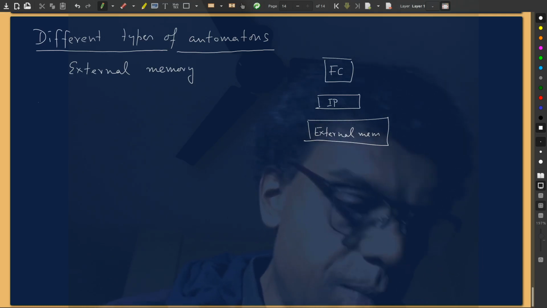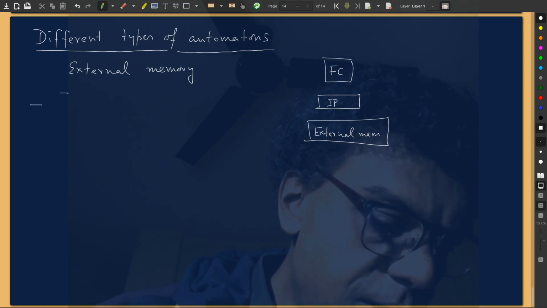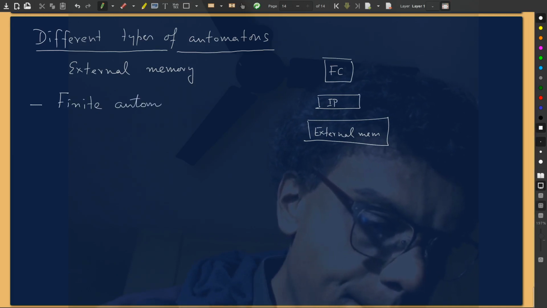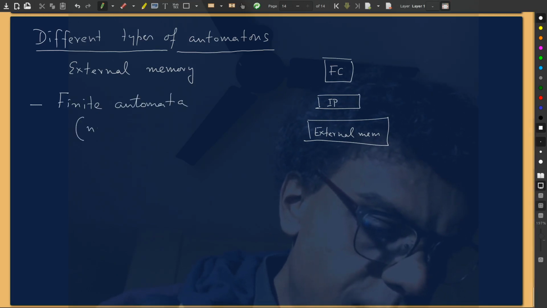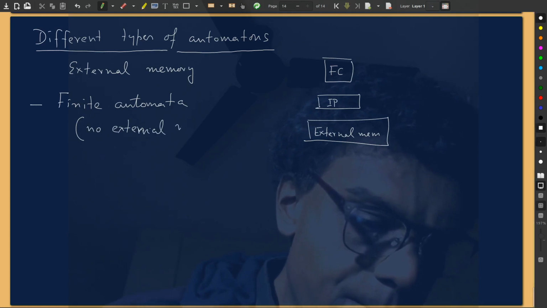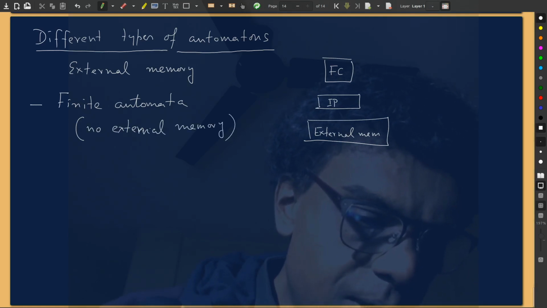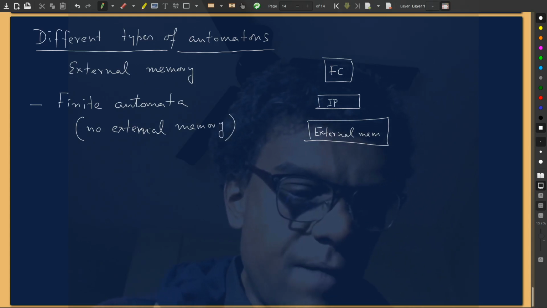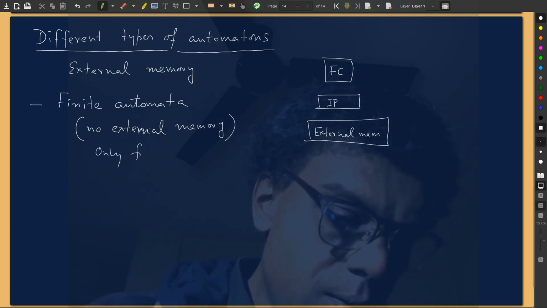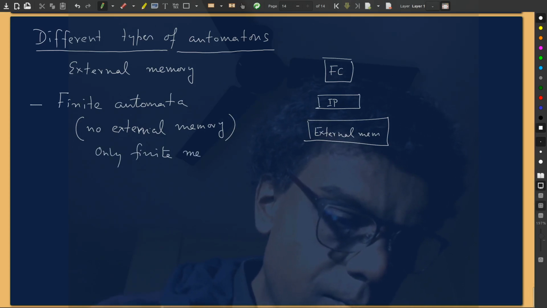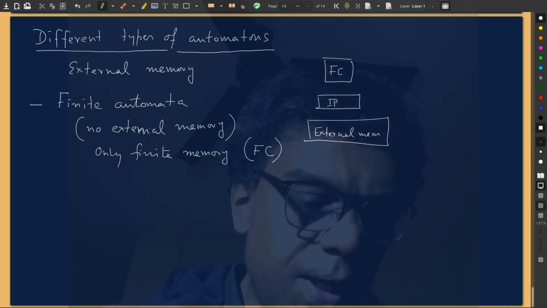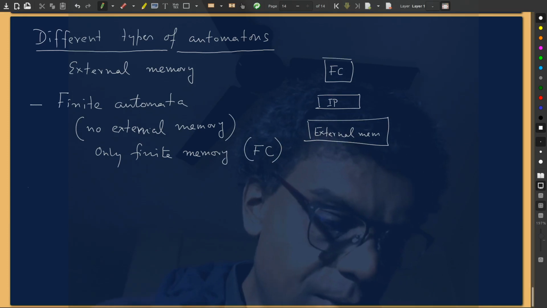So this external memory is something very, very vital, and they define different classes of automata. To start with, we will study finite automata. So they do not have any external memory at all. Whatever computation it has to do, it can use only the memory available in the set of states. Only finite memory. So that is the finite control. Okay, it can remember certain things by being in particular states, but no external memory.